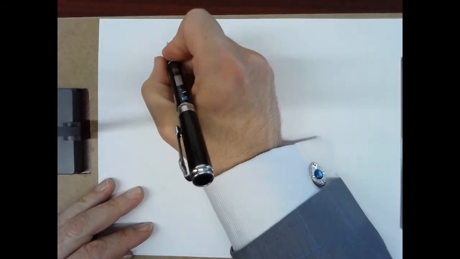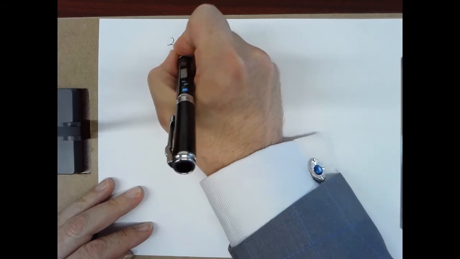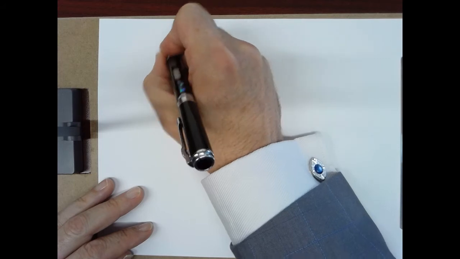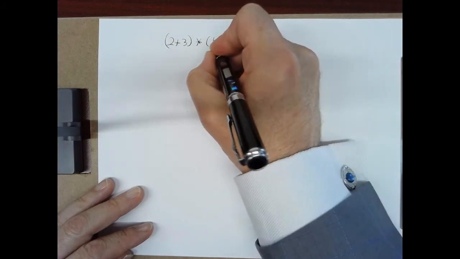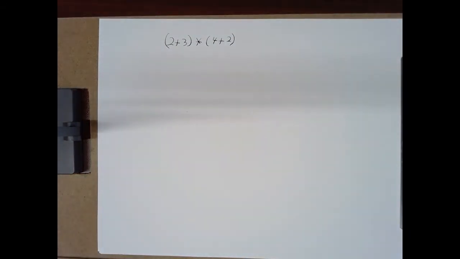All right, what else can you do with stacks? So when we write equations, we use this usual algebraic notation, right? So this means take 2 and 3, add them together. Take 4 and 2, add them together, and then multiply, right?